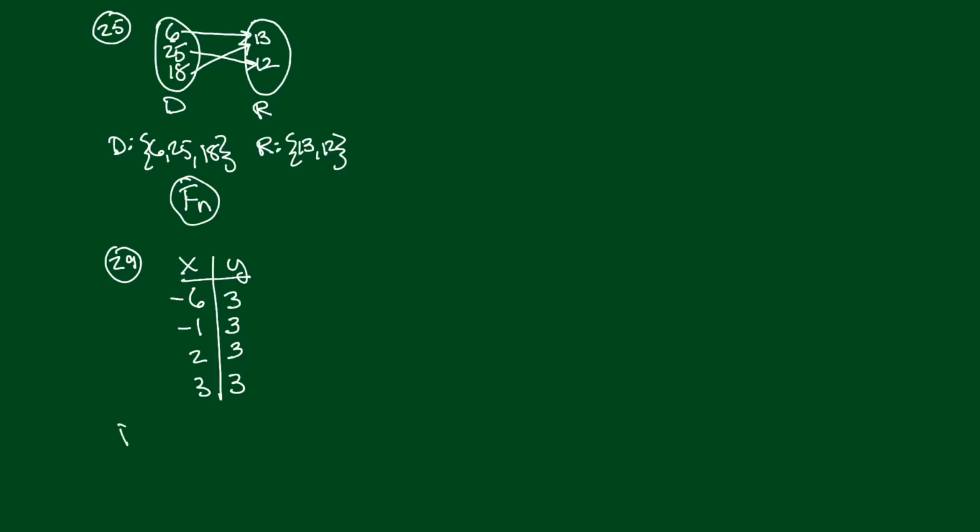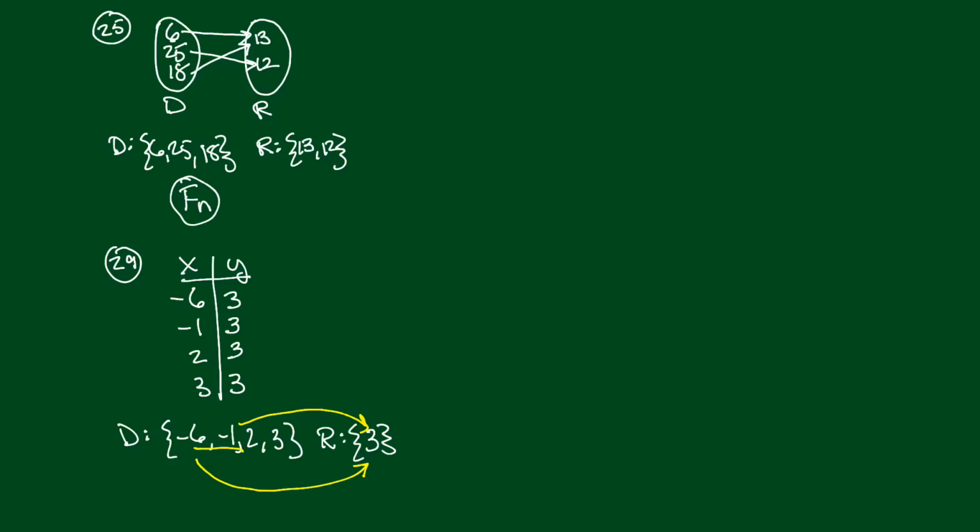The domain here is a collection of first elements, negative 6, negative 1, 2, and 3. And the range, well, there's only one element in the range. This just happens to be 3. Now, it is a function because the negative 6, look at this negative 6. Where does it go? It goes only to 3. It doesn't go to more than 1. It just goes to only one element. The negative 1 goes only to 3. Now, that's true for each one of these.